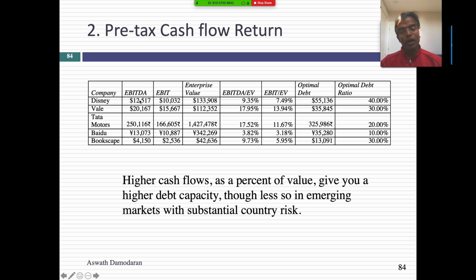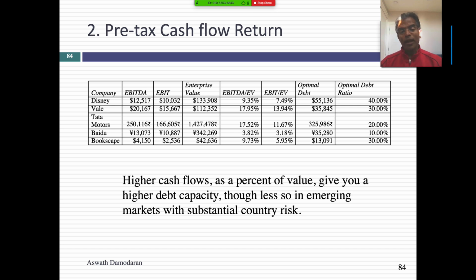I've taken the EBITDA as a percentage of enterprise value and EBIT as a percent of enterprise value. The higher this ratio is, the higher your optimal should be. So if you compare Disney to Baidu, Disney has a much higher EBITDA as a percentage of EV to Baidu, which is a much higher optimal. You're saying, how do you explain Vale, which has an even higher EBITDA? It also happens to be an emerging market company, which pushes in the other direction.